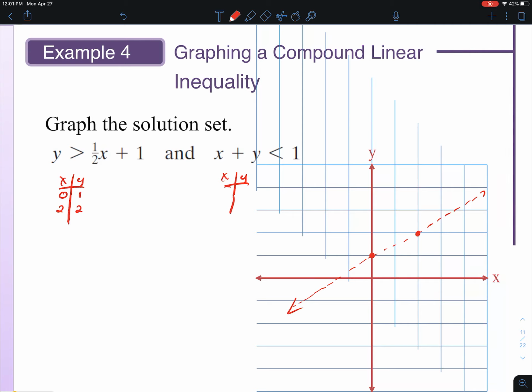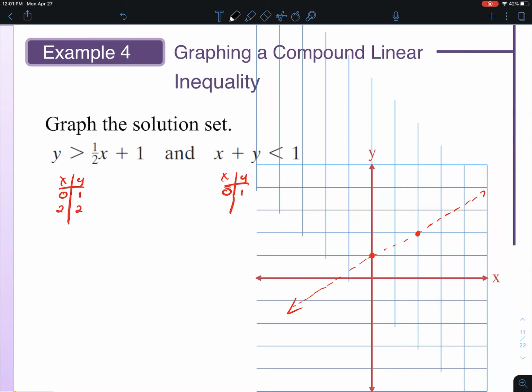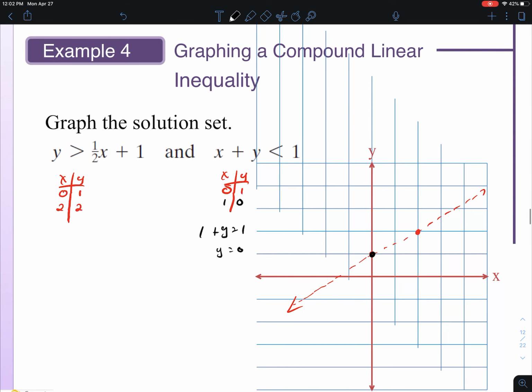Right? Let's do the other one. When x is 0, then that means that y is equal to 1. So I'm going to graph this one in black. And then, of course, if I make x 1, I'm going to have 1 plus y is equal to 1. So y is equal to 0. So it's going to be 1, 0, which will be right there. Now, it is a less than, so it's going to be a dashed line.